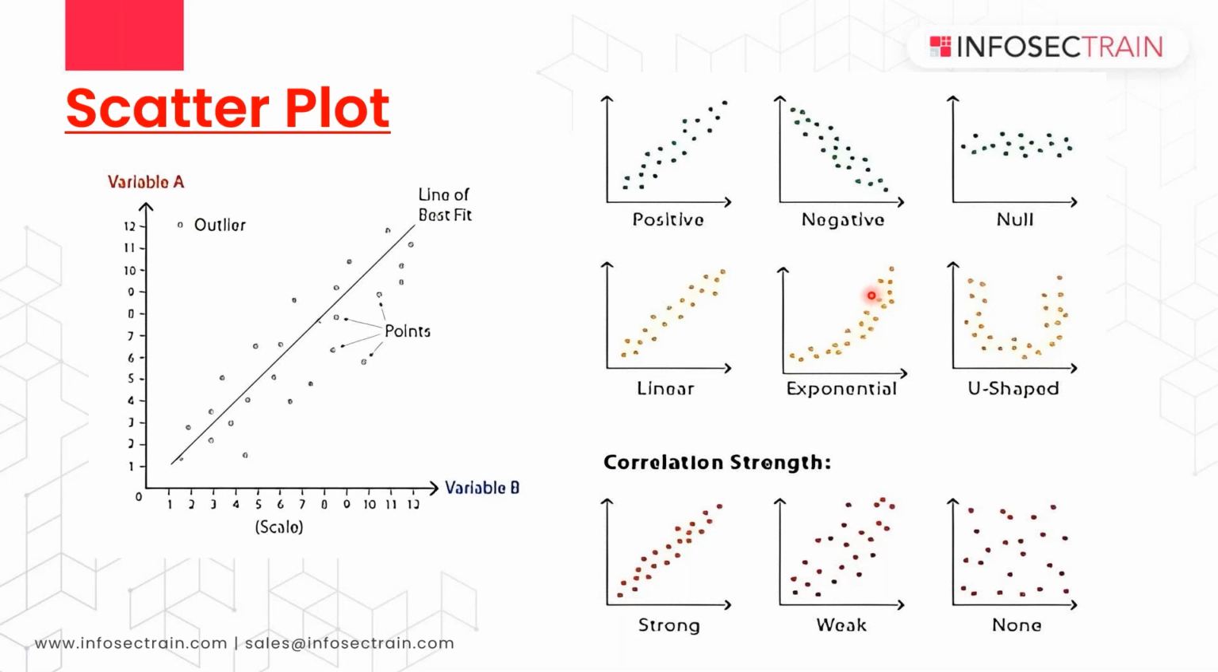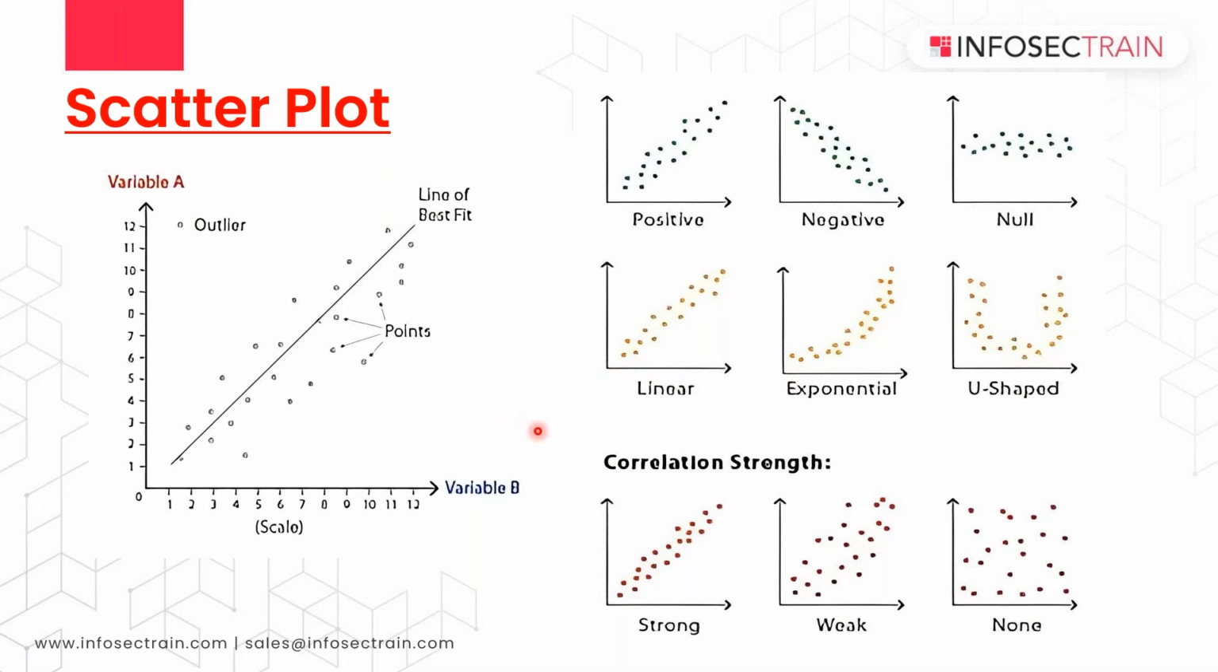Because here you can see that the data points are going in an upward trend, but they are showing a non-linear pattern. So I can say that this is just the relationship, not the correlation. Correlation is there when there is a linear relationship.